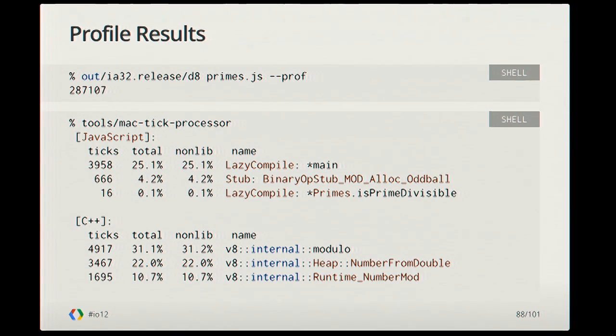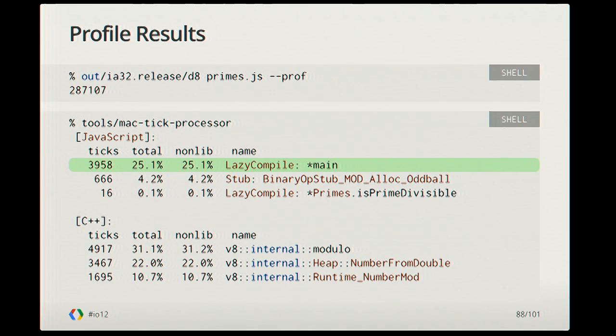And then there's a C++ section. It's often the case that you'll have C++ symbols in the profile because there are some operations that we can't do in generated code, so we have to call out. And as expected, we spend a lot of time in main. But it's actually about 25%.